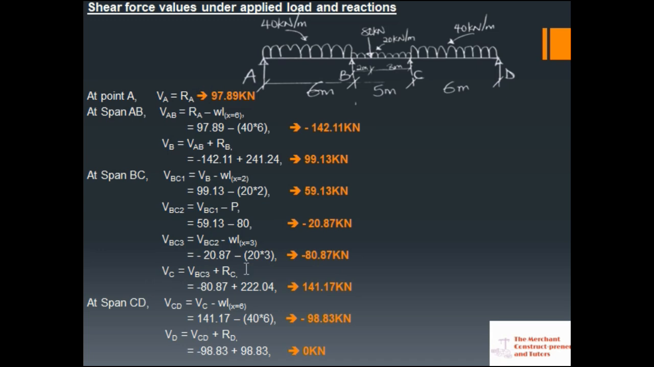For VC, when you get to VC now, we have our reaction. So this value plus your reaction. Why it is plus is because it's the upward force. Manipulate, you get this.